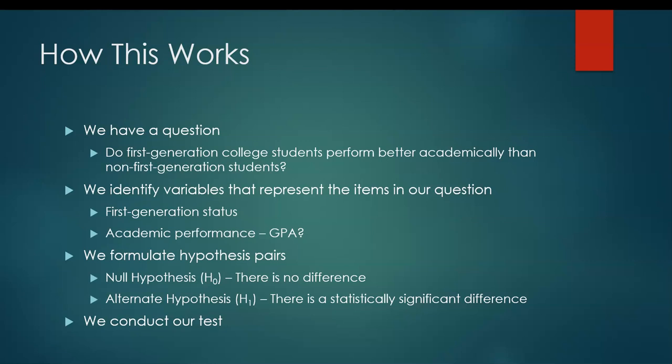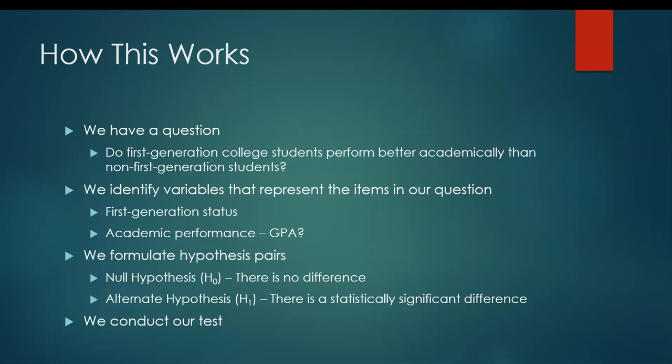We formulate a hypothesis or hypothesis pairs. And typically hypothesis pairs are opposite statements of each other. We have one that's called the null hypothesis, and that's designated with a capital H and a subscript 0. That's generally the terminology that we use to say this is the null hypothesis. With the null hypothesis, we are stating that there's no difference or there's no impact or one variable is not related to the other variable. In our example, the null hypothesis is that there's no difference between first generation college students' performance or GPAs and non-first generation students. That is our null hypothesis, that there is no impact, there is no difference.